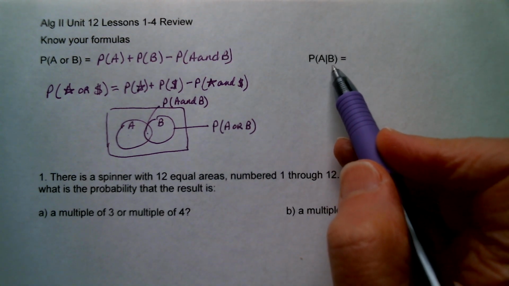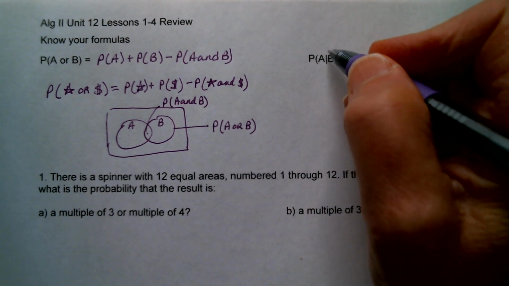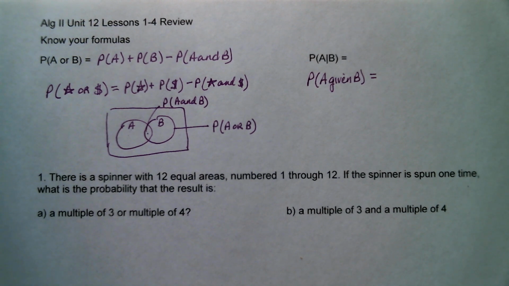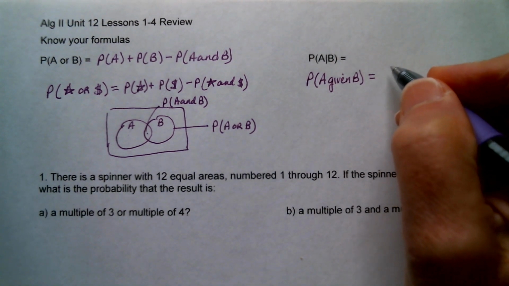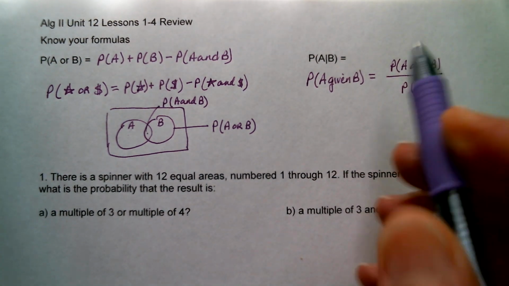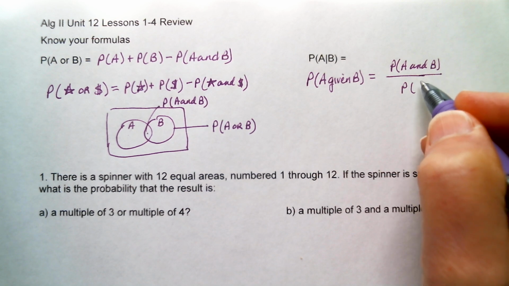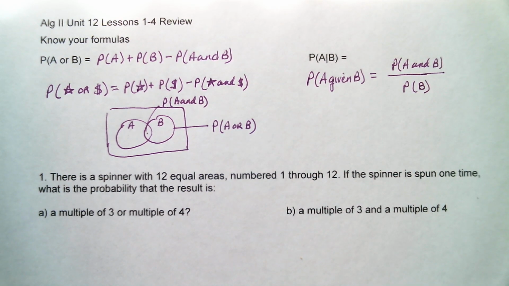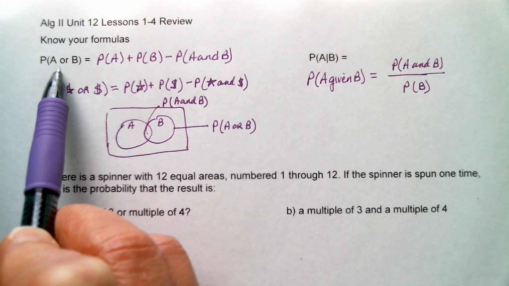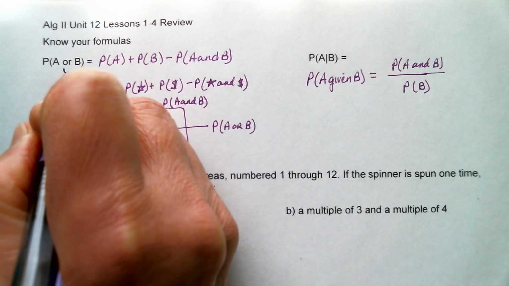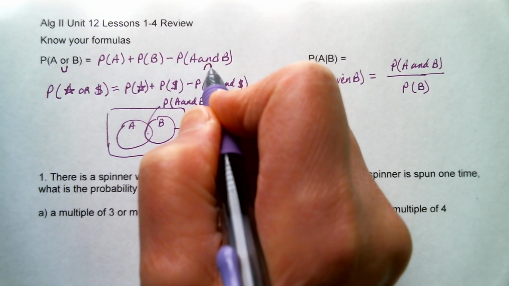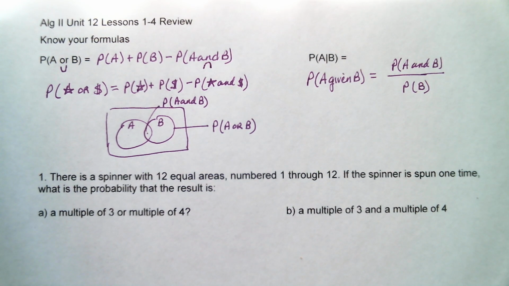The probability of A given B, you have to know that this symbol is given. The probability of A given B is equal to the probability of A and B divided by the probability of whatever the given is, in this case, given B, that goes in the denominator, the probability of B. And let's also throw in our symbols, right? Or is the union, it looks like a U. And is the intersection, that's the upside down U, or the rounded capital A without the horizontal bar.